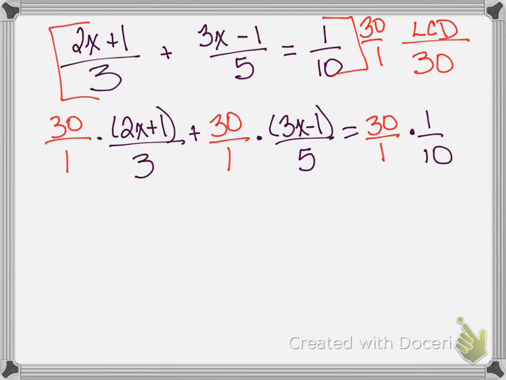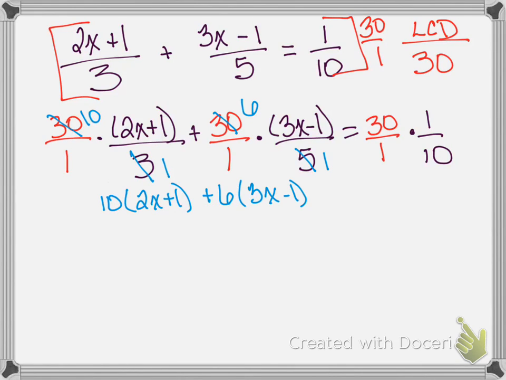Now, 3 goes into 3 one time, 3 goes into 30 10. So I have 10 times 2x plus 1. 5 goes into 5 one time, 5 goes into 30 6 times. Okay? 10 goes into 10 one time, 10 goes into 30 3 times. Okay, so what we want to do after we've multiplied everything out is we want to have completely eliminated our denominators, because it's much easier to deal with when we don't have those denominators.